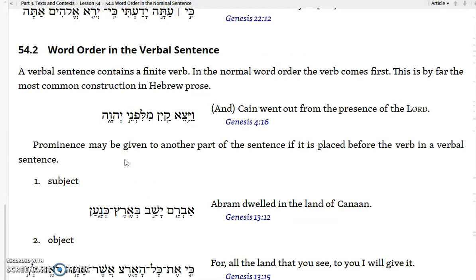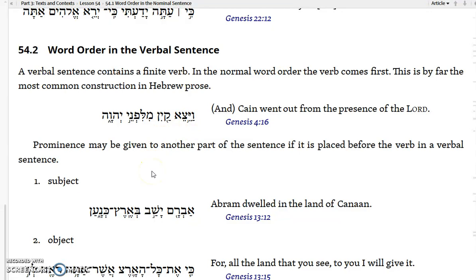54.2, word order in the verbal sentence. A verbal sentence contains a finite verb. In normal word order, the verb comes first. This is by far the most common construction in Hebrew prose. And so Cain went out from the presence of the Lord. Vayetze Kayin milifnei Adonai. So you have verb followed by subject.